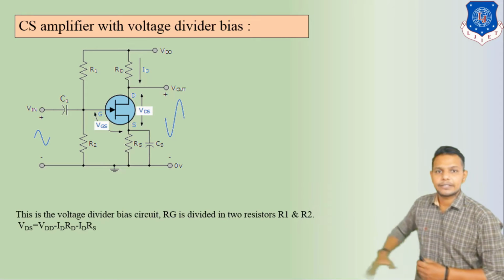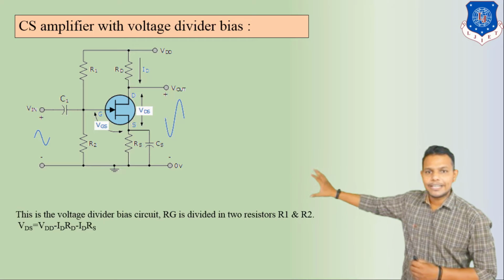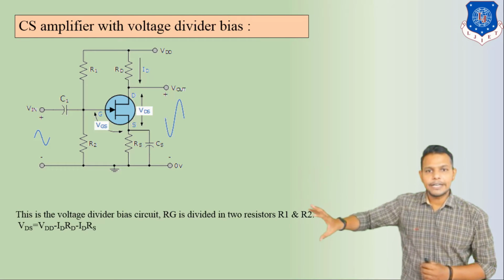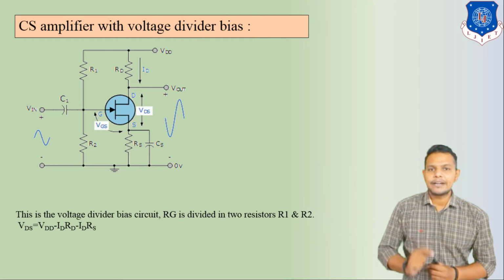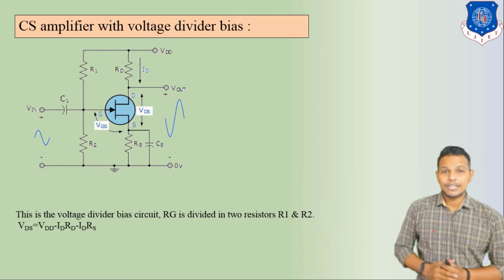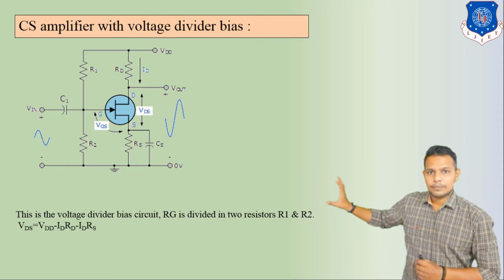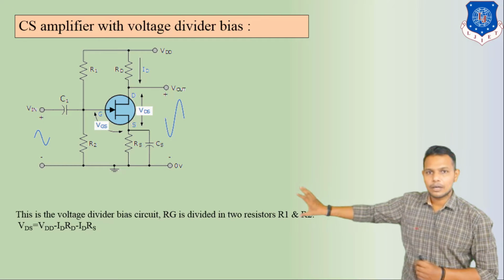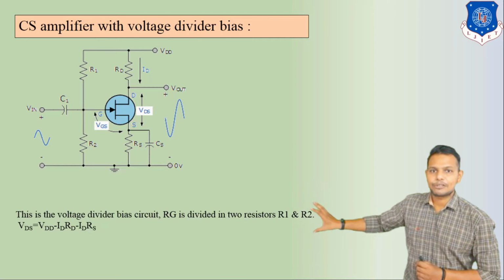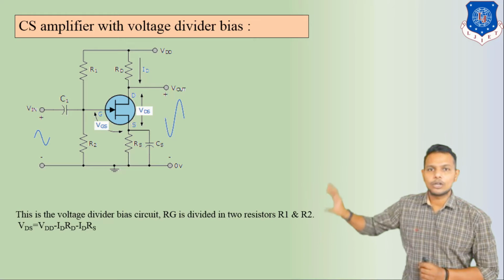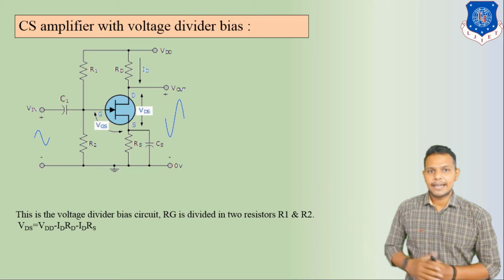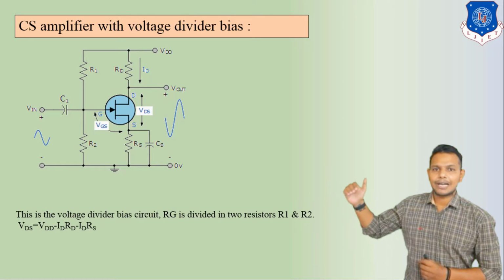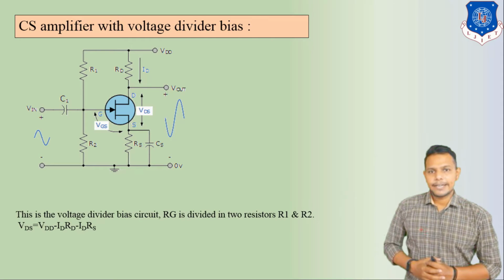Now we have to subtract VDS, so VDS is equal to VDD minus IDRD minus IDRS. We have to fix this resistor's value and appropriate voltage, then after we will get perfect stability of this circuit diagram, and then we will get perfect output at the VDS.